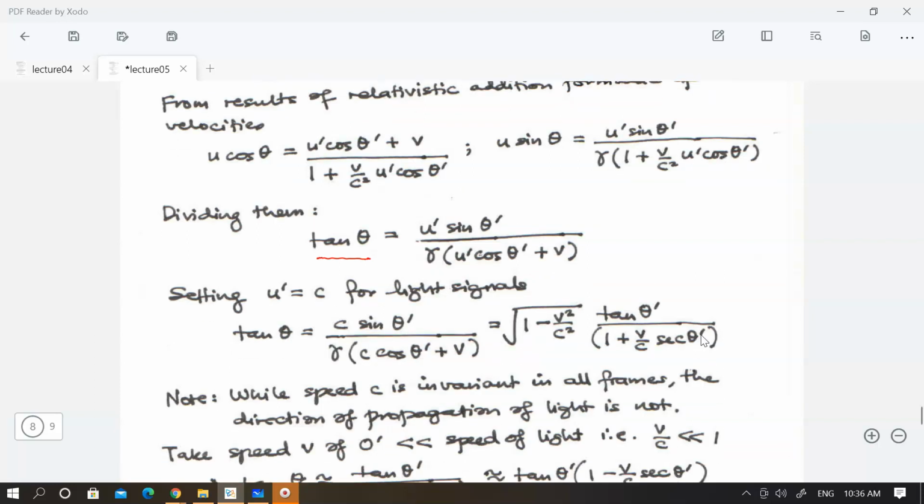But let's make it a bit more specialized. In this case, you let your u dash be equal to the speed of light. That means it's a photon. Then I will have this to be c, and this also to be c here. And then you can start making a rearrangement of the formulas, and you get this particular formula for tan theta here. So this tan theta is now related to this tan theta dash.